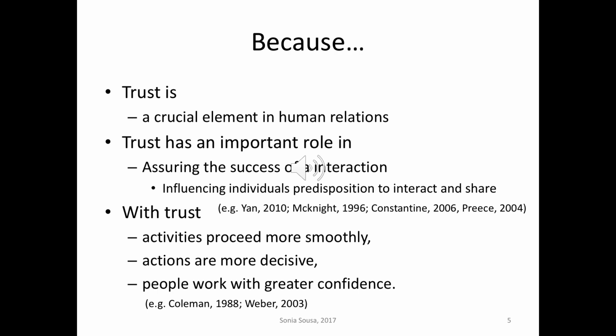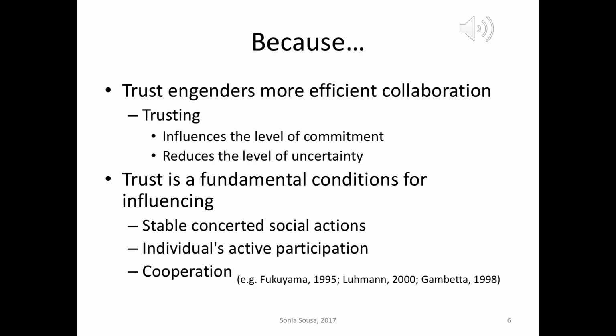It is important because it assures that interactions will succeed, and it ensures that individuals are predisposed to interact and share. With trust, activities can proceed more smoothly and actions are more decisive, and people work with greater confidence. Trusting also influences the level of commitment and reduces the level of uncertainty, because trusting is a fundamental condition for influencing concerted social actions and participation as well as collaboration.